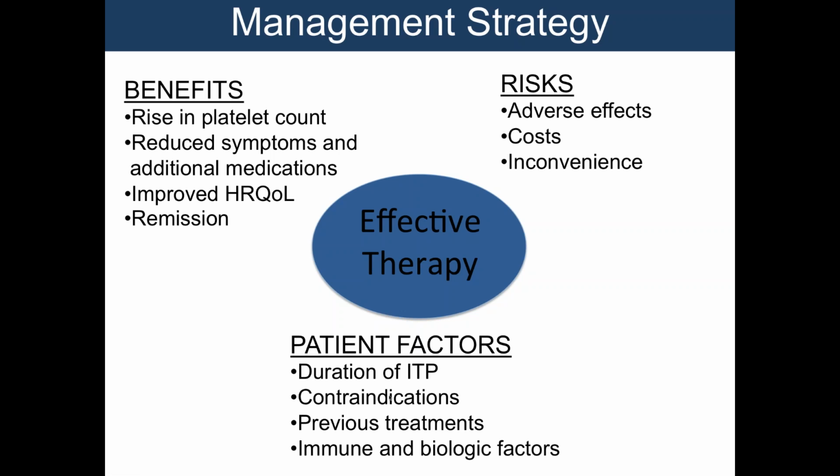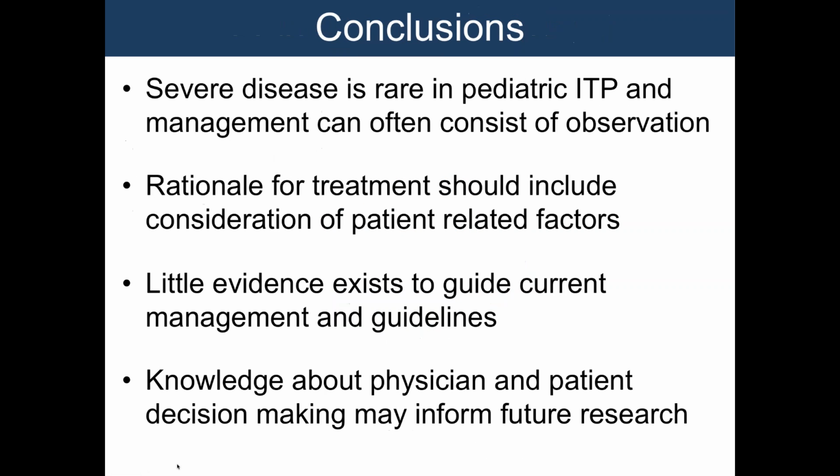What previous treatments have been tried? If this is a patient that has received multiple types of immunomodulatory therapy, then perhaps switching to a TPO makes sense. But lastly, I think there's a lot of interest in whether we can use any biological or immune factors to predict which patients are going to respond to different agents, and how we can tailor treatment based on a profile of our patient at the immune level.